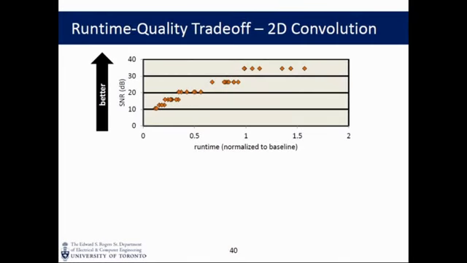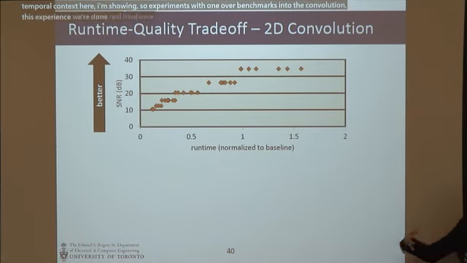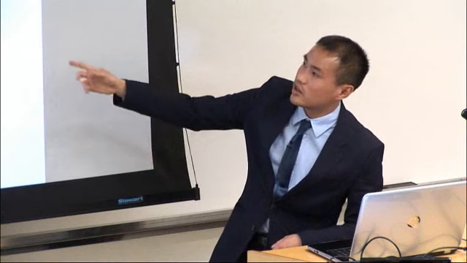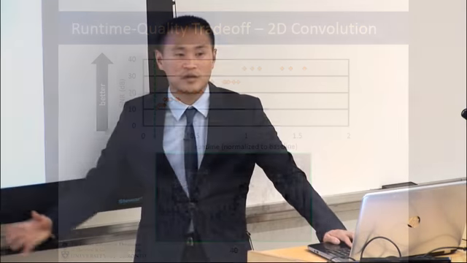So here I'm showing some experiments with one of our benchmarks in 2D convolution. These experiments were done on real hardware because we just wanted to demonstrate the impact on quality that we can get and how the quality performance trade-offs happen even on real hardware. On the y-axis, I'm showing the quality, which is signal-to-noise ratio again. And on the x-axis, I'm showing the runtime of a system normalized at the baseline without the anytime automaton. So the first thing you'll notice is very early on, at only 10% of the baseline runtime, we're already able to generate some approximate result.